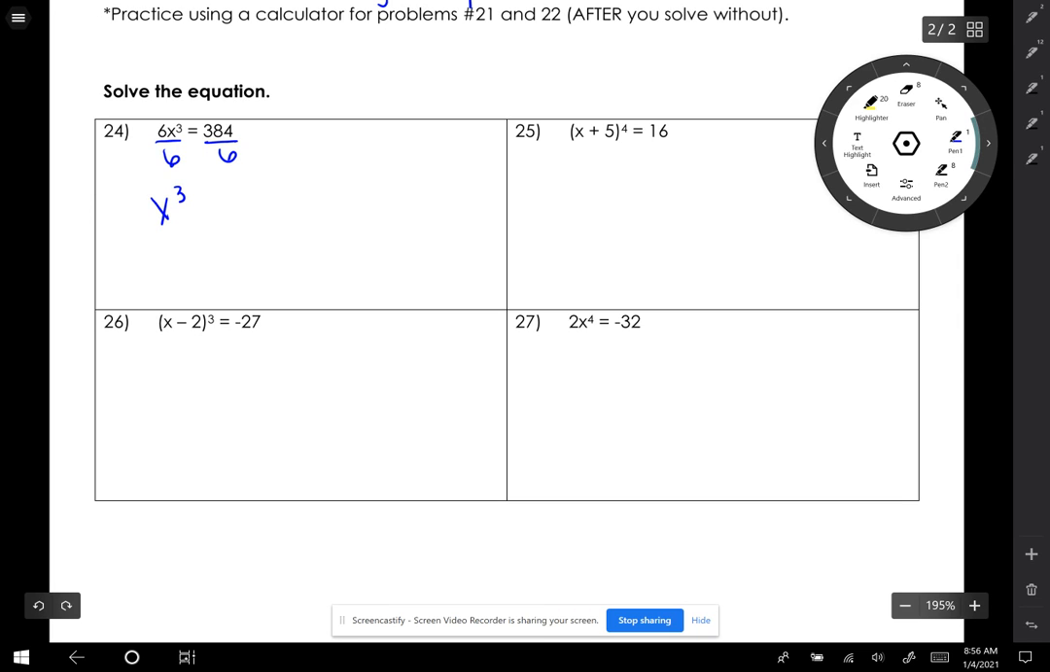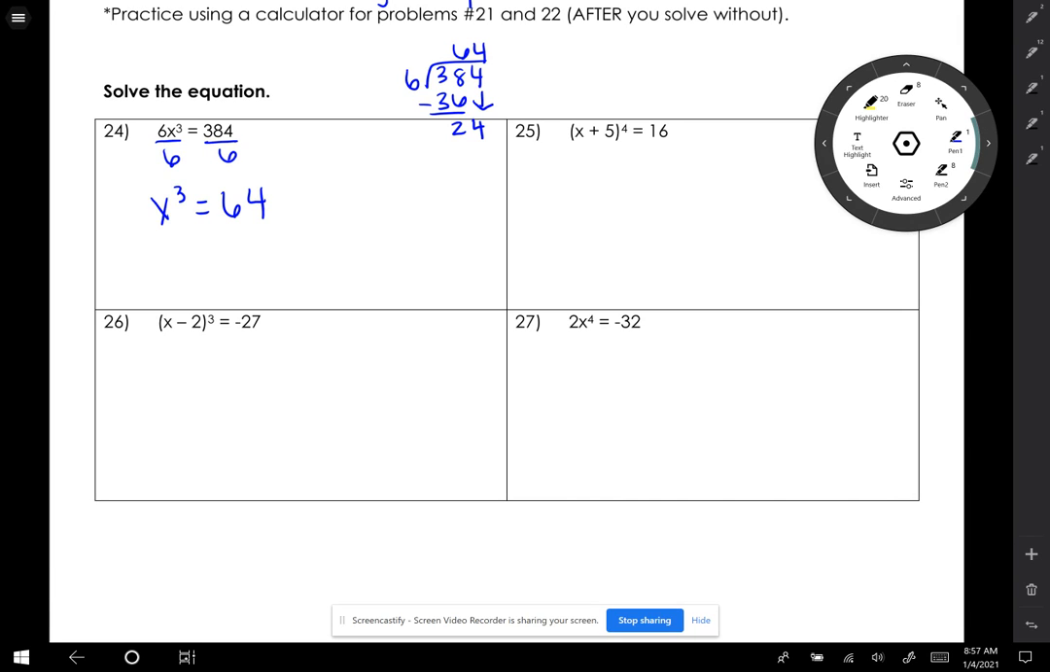So that gives me x cubed alone. For 384 divided by 6, 6 goes into 38 6 times. When we subtract, we get a 2 and bring down that 4. 6 goes into 24 4 times. So x cubed equals 64.